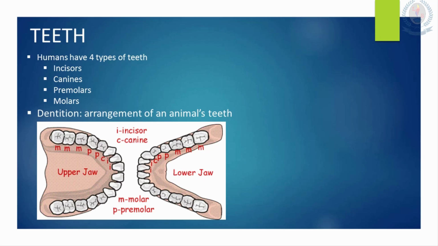At the front of the mouth there are incisors, and they are relatively sharp chisel shaped teeth, and mainly they are used for biting off pieces of food. And behind the incisors in each jaw is a pair of canines. In humans, canines are also similar in shape to incisors and have the same biting function.